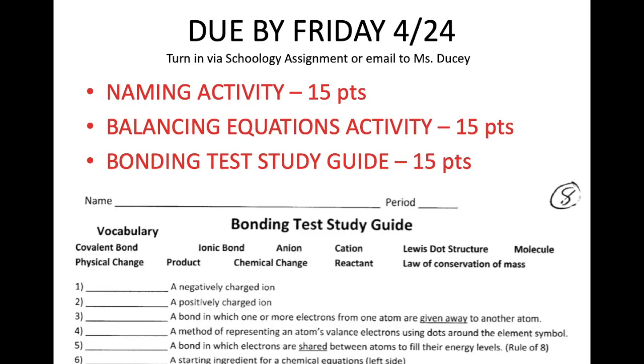So by the end of the day on April 24th, you should have turned these 3 things in via Schoology or email to me. The naming activity we completed in last lesson, the balancing equation activity, and your bonding test study guide, all worth 15 points each, 45 points total in the home learning category on Infinite Campus.